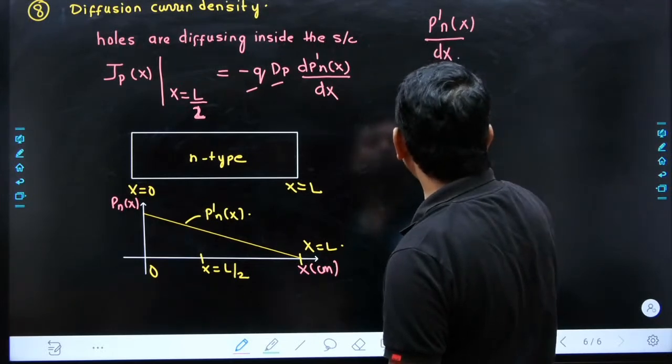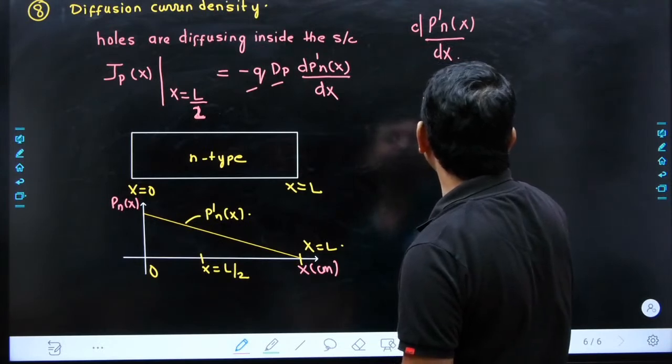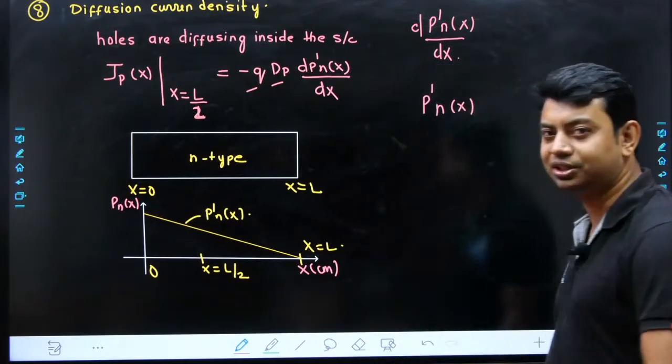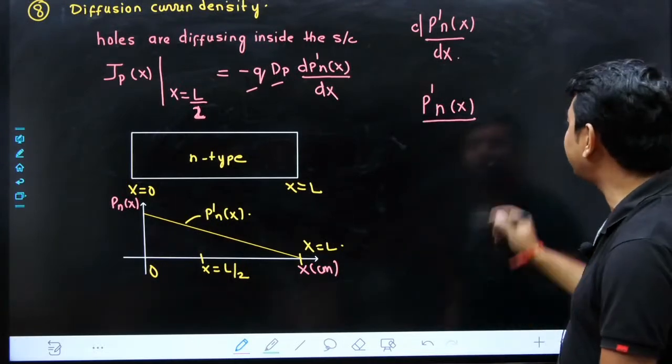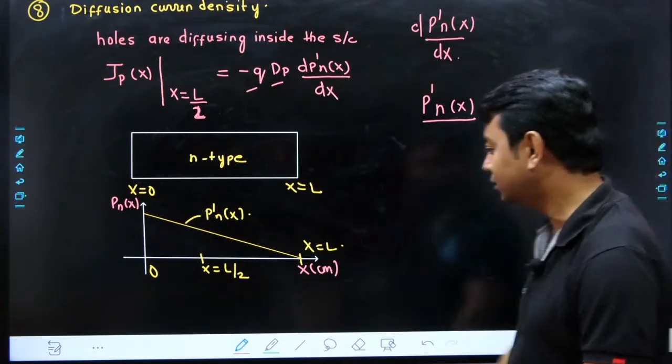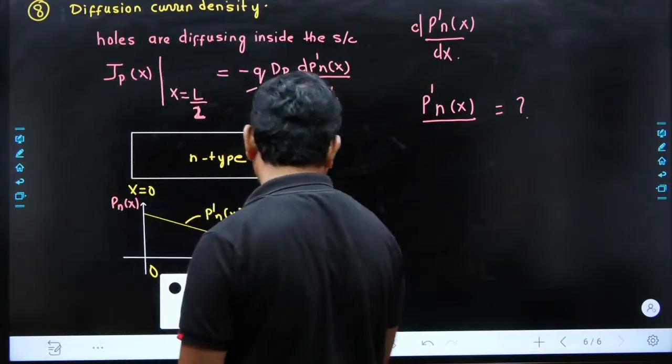Do you know what p'n(x) is? This is nothing but the excess carrier concentration, and this excess carrier concentration can be found out by using the generation rate.